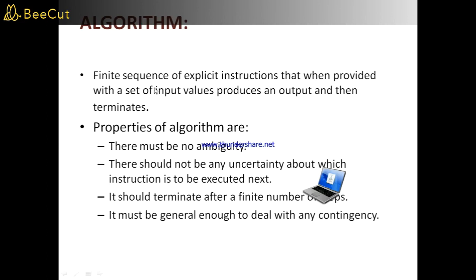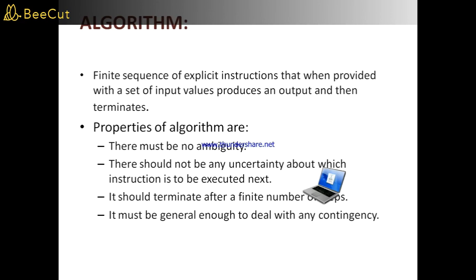In general, it can be explained like this: a finite sequence of explicit instructions, that is, instructions given to the system to solve the problem, that when provided with a set of inputs, when the inputs are applied, it has to provide an output and then terminate. So now we are giving some input, and it has to provide the output as we expected. If it does provide the expected output for this problem, then we can terminate. That is what the algorithm is.